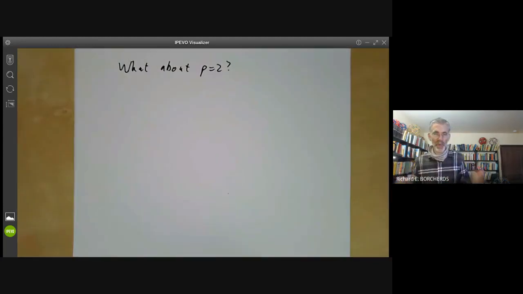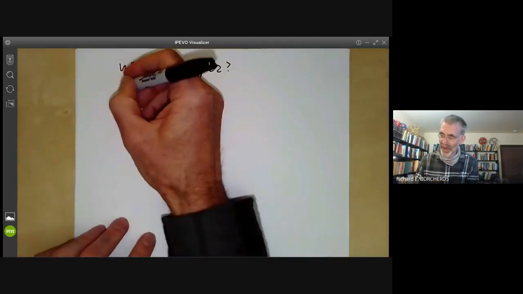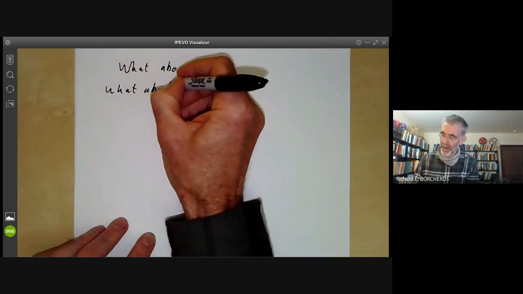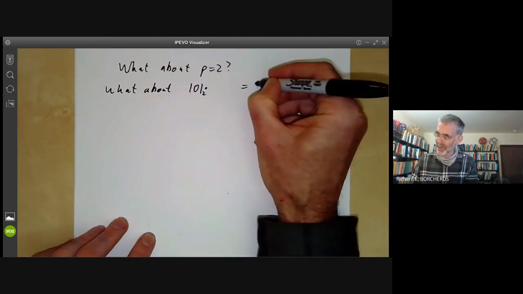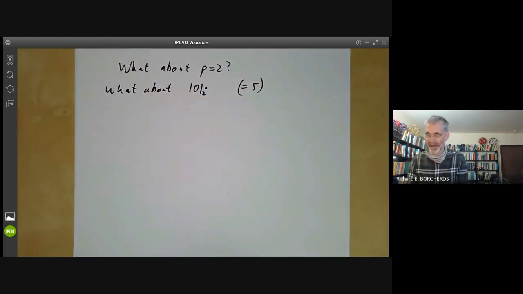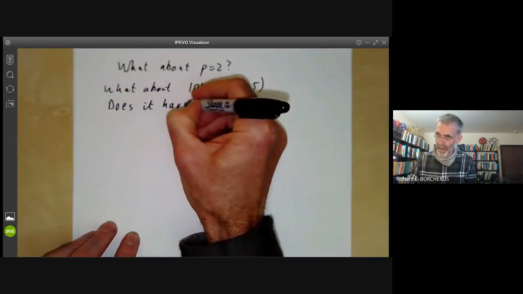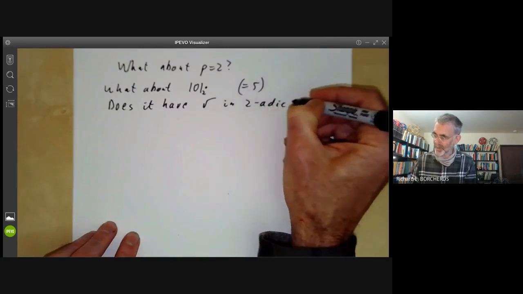And there's a general rule in mathematics that things always go wrong for the prime 2. It's an exception to almost everything. So let's have a look at the number 101 in base 2, which is equal to 5 if you're working in base 10. Does it have a square root in the two adic integers?